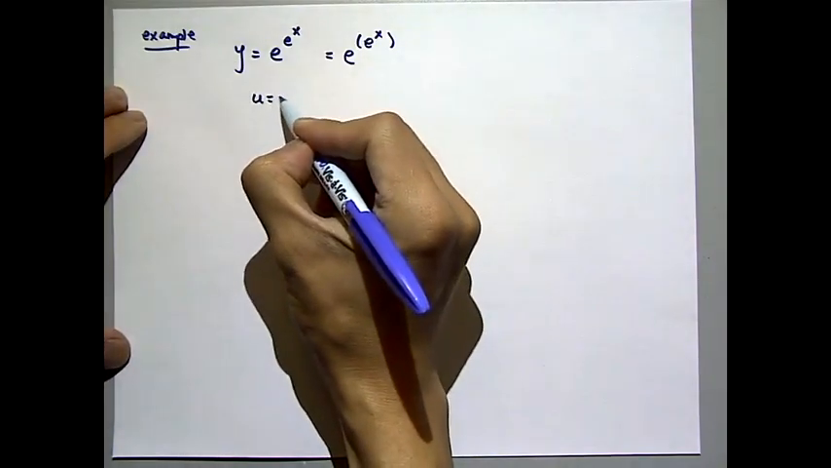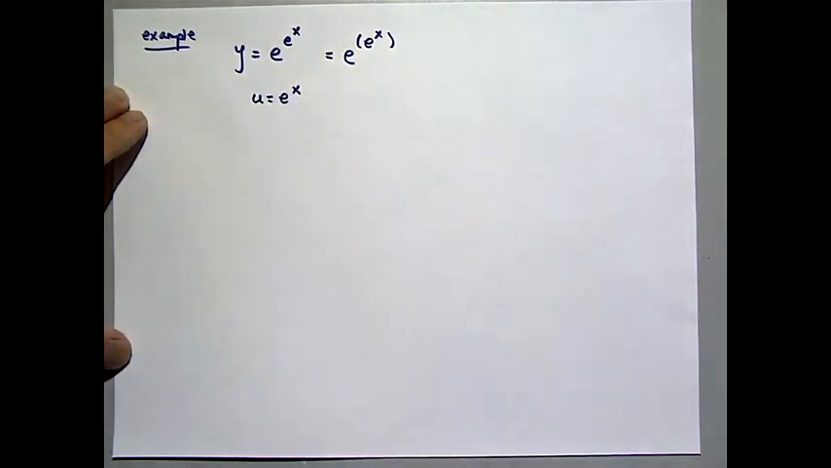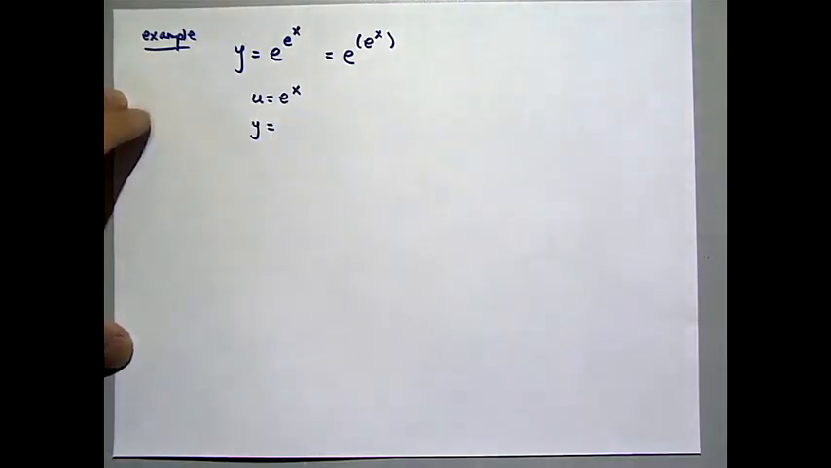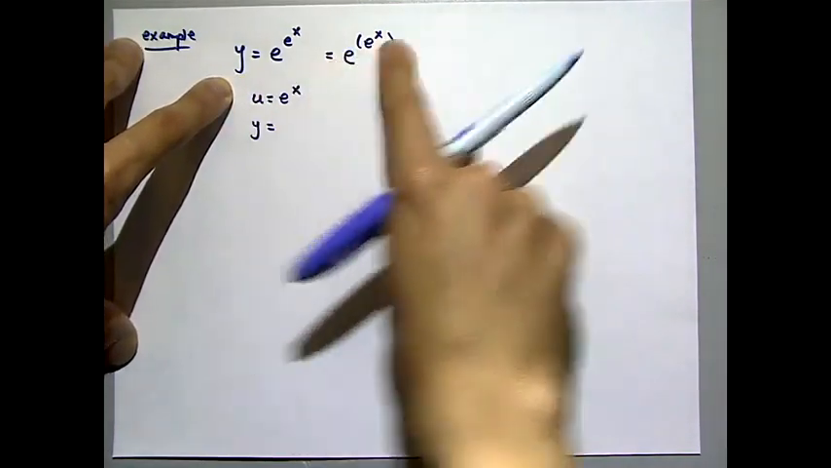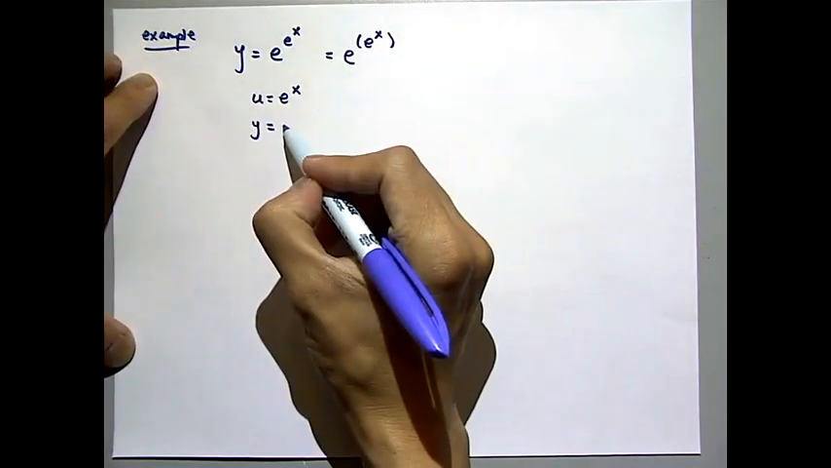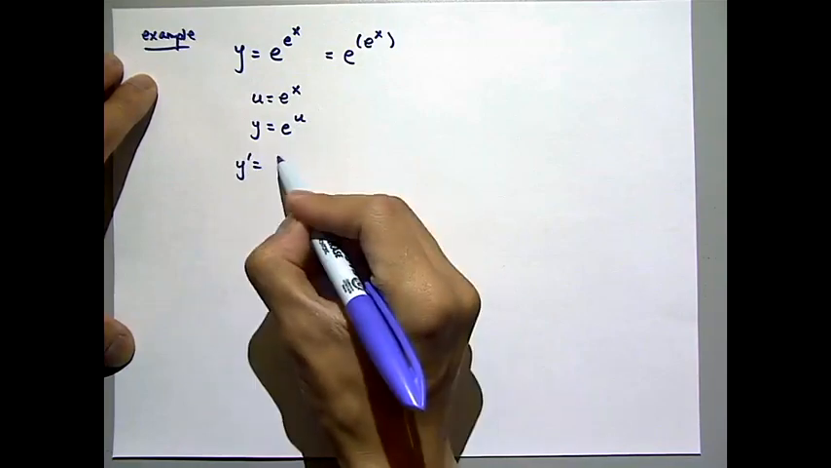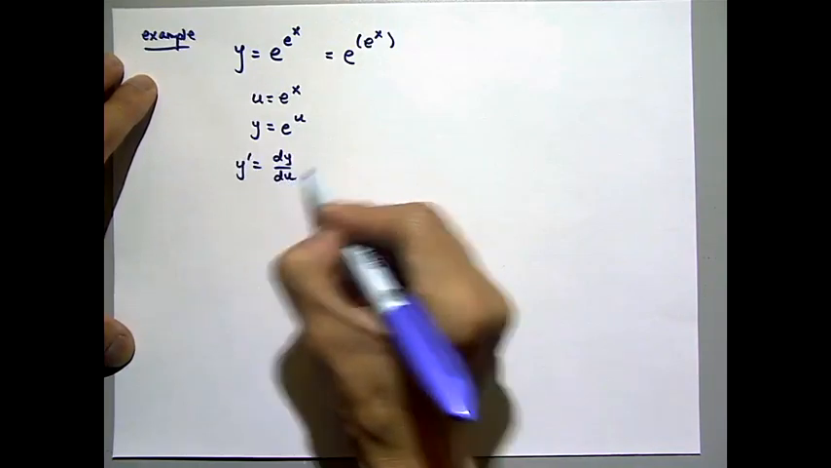Identify what's on the inside: the first thing that would happen once you've decided what x is going to be. And then y, the outside function, is a consequence of that choice. y is e to the u. So y prime is dy/du times du/dx.